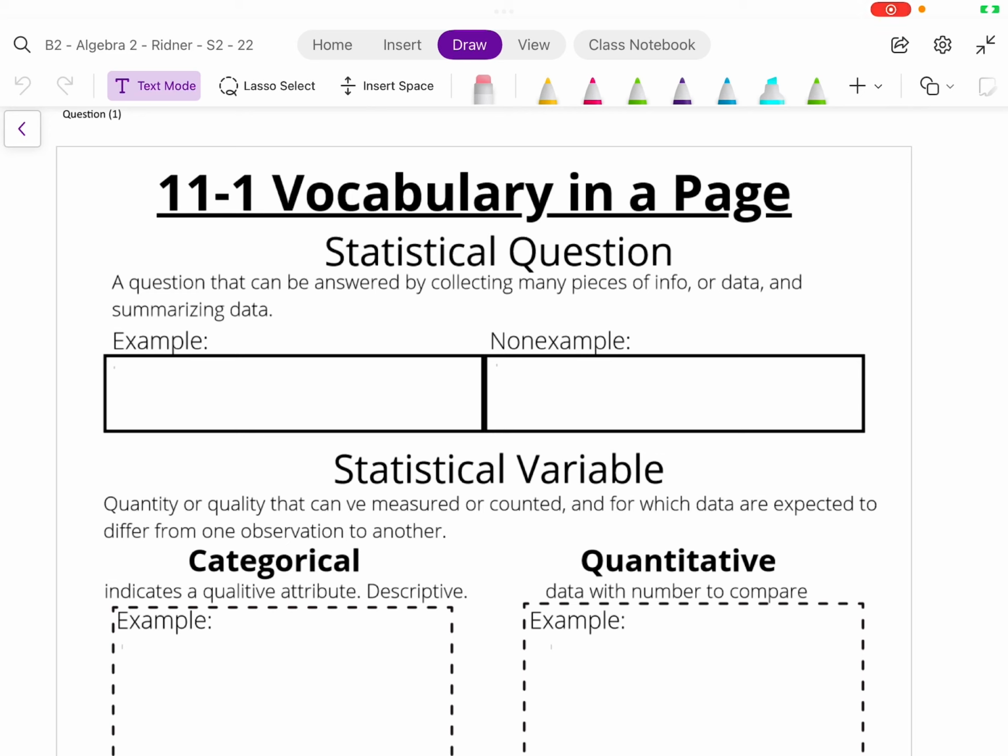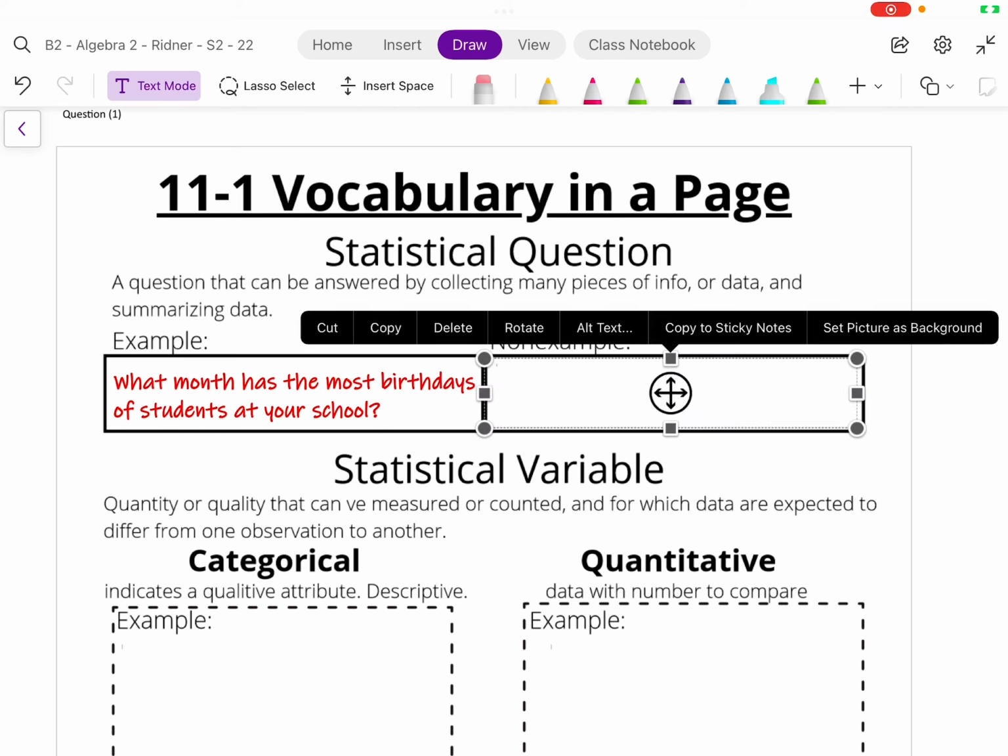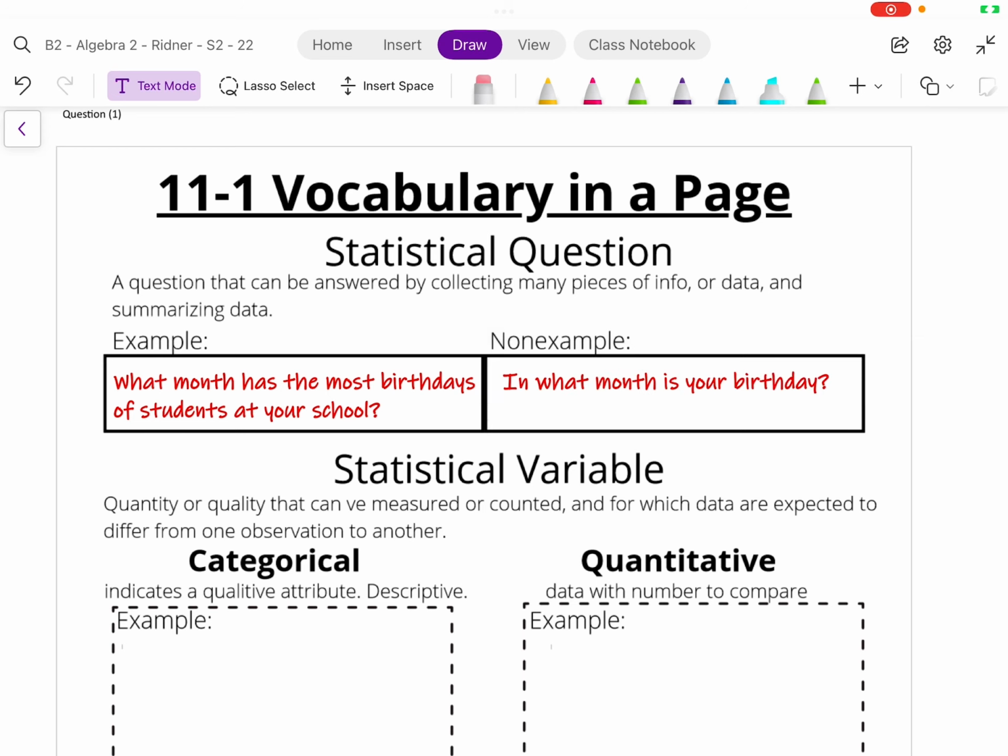So what does that look like? Well, an example would be, what month has the most birthdays of students at your school? Because that's going to summarize all the data of people at your school. Whereas a non-example would be, in what month is your birthday? Because that's asking for one person. It's not a group of data. It's nothing that has pieces. It's just one answer.